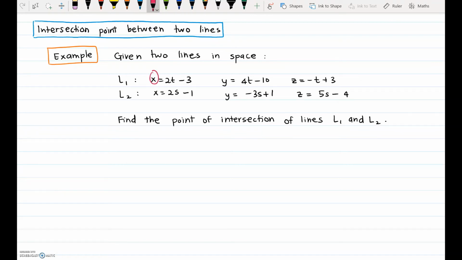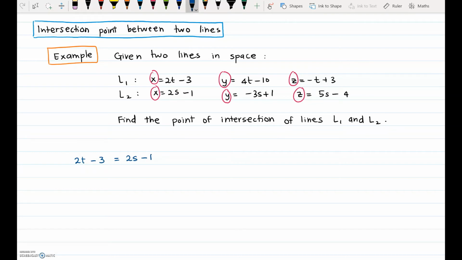So look at here, we have x, the similar terms we have here, x, y, and z. Okay, all right, so for the first one, we will have the simultaneous equation for x, that is, we have 2t minus 3 equals to 2s minus 1.